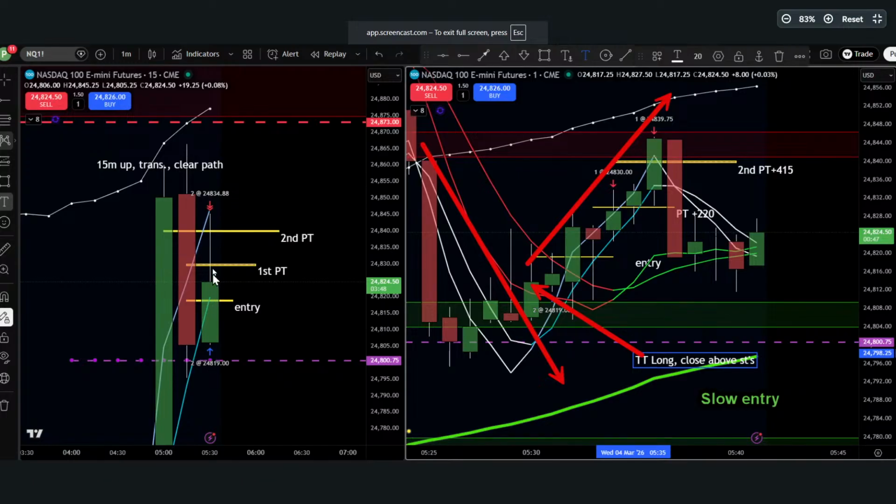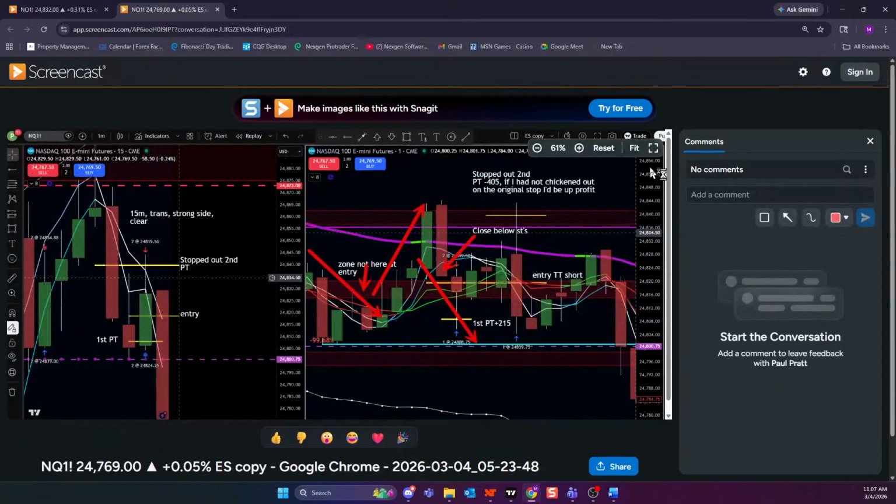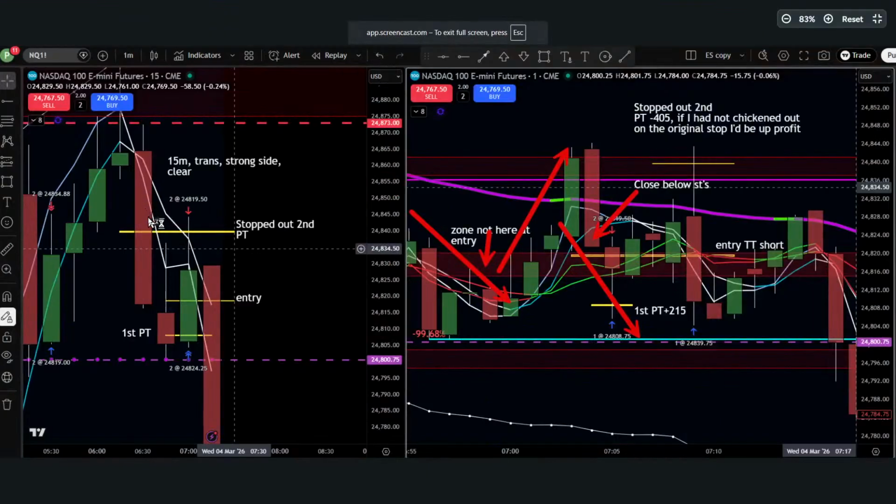Triggers up, transition, clear path, pull back to the area, close above. I'll be damned, Paul. That's a pretty trade. Triggers down, transition. Is it trans or strong side? Kind of iffy on both. There's the pull back to the area. There's the close below. You said that zone wasn't there in the moment. You get paid. And then you were stopped out. And if you had not chickened out and left the original stop in, you were in the money, right, Paul?